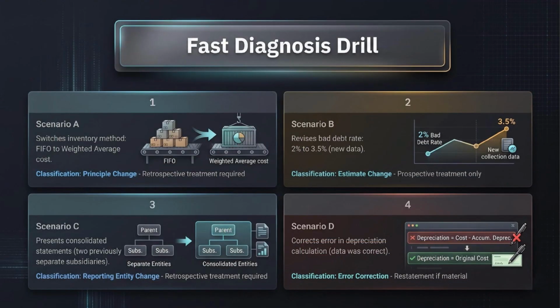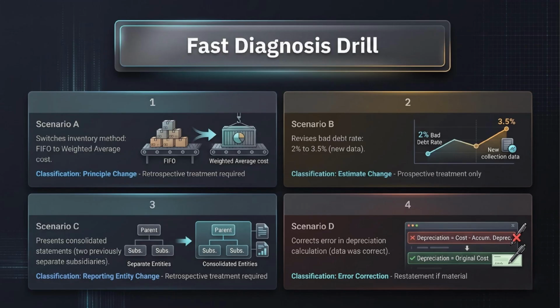Now, let us run a fast diagnosis drill. Take a moment with each scenario and classify the lane. If a company switches inventory costing from FIFO to weighted average because the new method better reflects actual flow, that is a principal change. If bad debt percentage increases because actual collection data worsened, that is an estimate change.